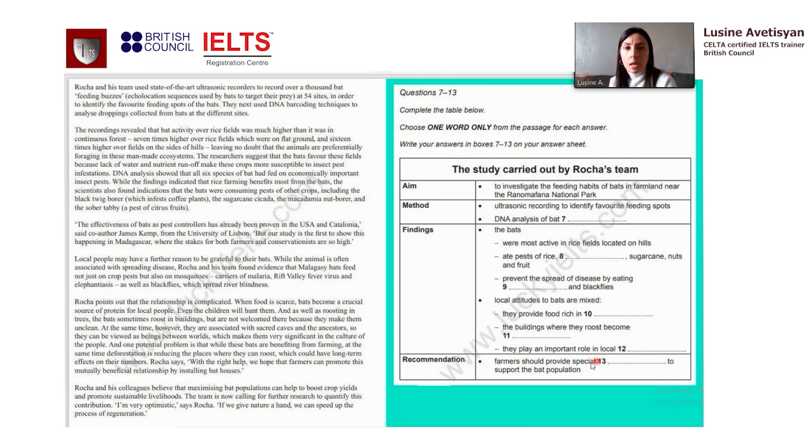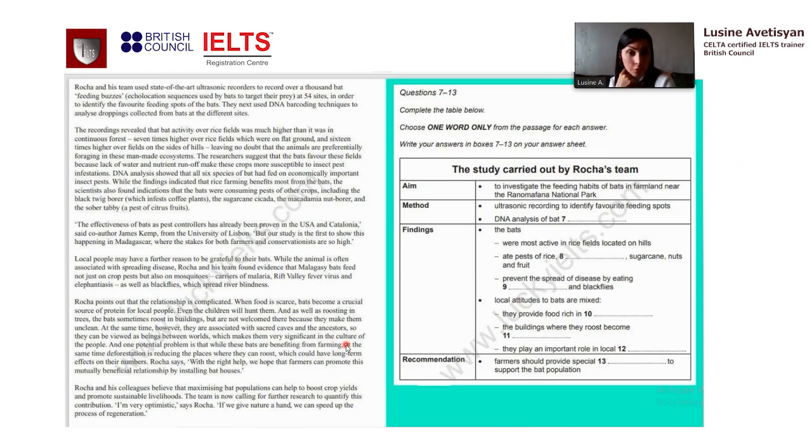Okay, local what? It's a noun. They play an important role in local. At the same time, however, they are associated with scary curses and the ancestors, so they can be viewed as being between worlds, which makes them very significant in the culture of the people. Significant is the word important. So they play an important role in local what? Which makes them very significant, important in the culture of people, the locals. So they play an important role in local culture.